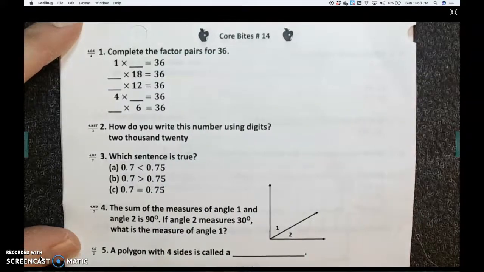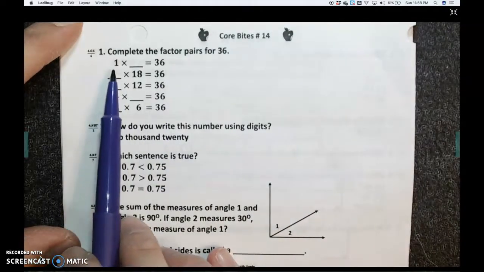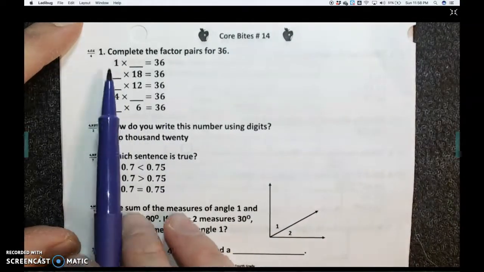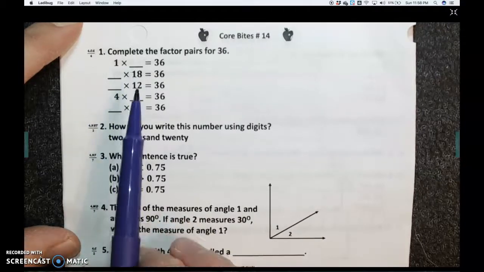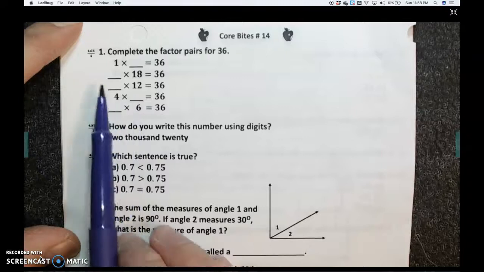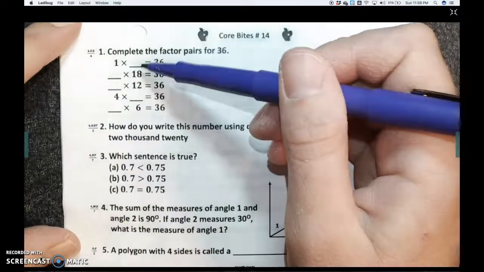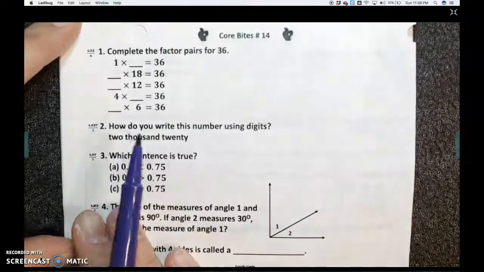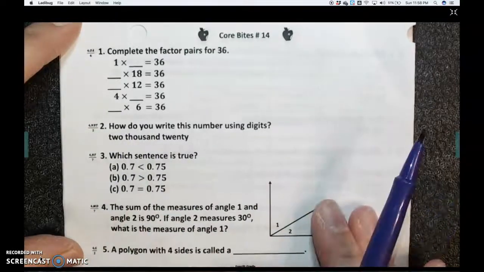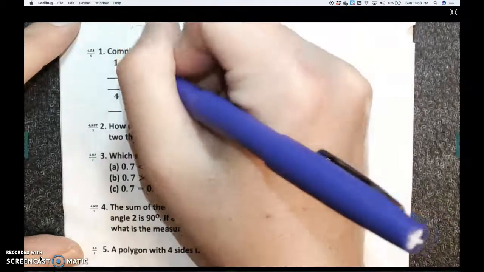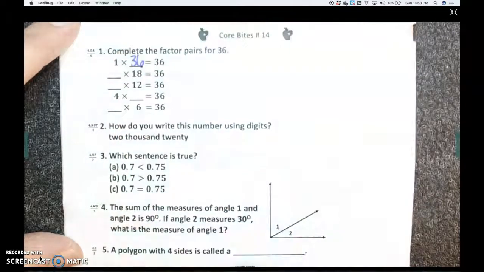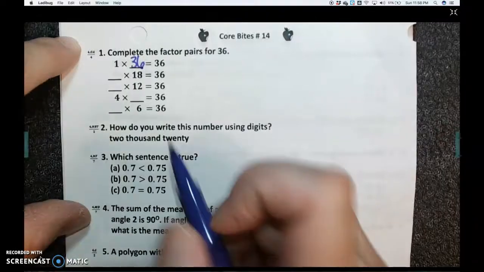So basically you're trying to find the numbers that you can multiply together to give you 36. And as you notice, this one is 1, this one is 4. So this side and this side is probably going to increase this way, but then on this side you can see it decreases. So you're going to have to find two numbers you can multiply together to give you that 36. So 1 times what gives you 36? Well, 1 times 36 gives you 36.